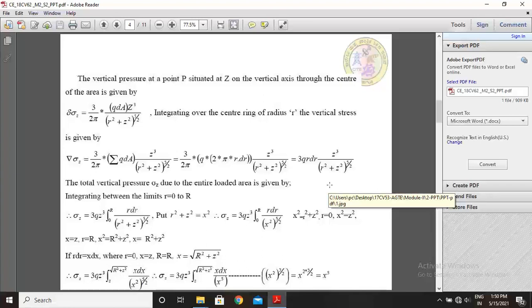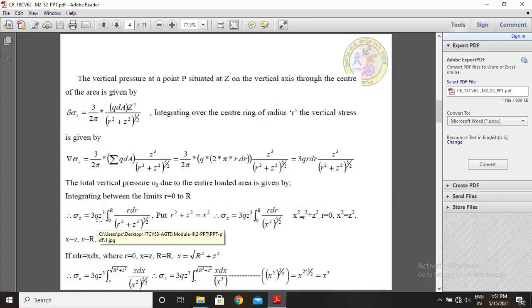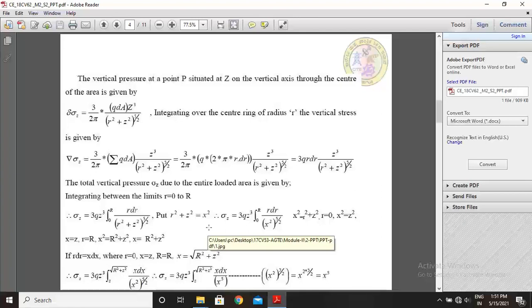The total vertical pressure sigma z due to the entire loaded area is given by integrating between the limits r equal to 0 to R. So then sigma z equal to 3q z cube into integration from 0 to R of r dr by (r square plus z square) to the power of 5 by 2. Put r square plus z square equal to x square. Therefore from these equations, sigma z equal to 3q z cube integration from 0 to R of r dr by (x square) to the power of 5 by 2.